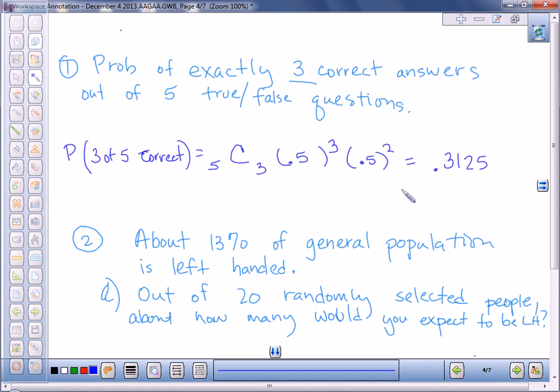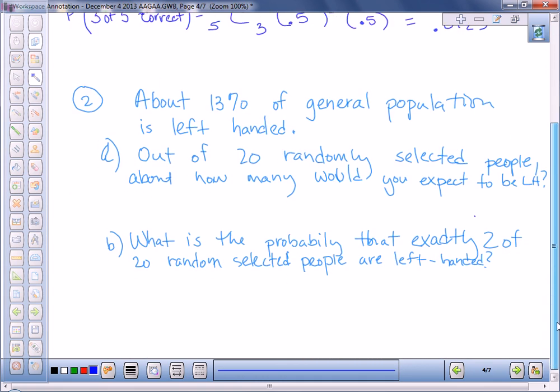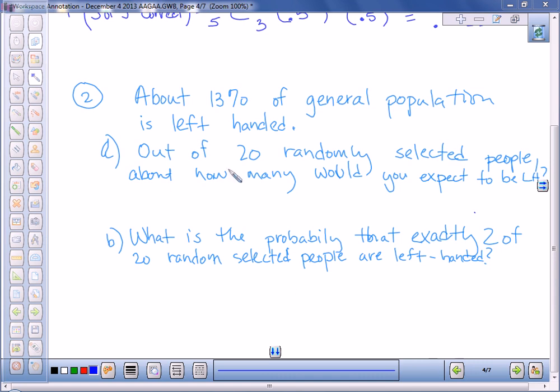Okay, now let's look at our second scenario. It tells us that about 13% of the general population is left-handed. Out of 20 randomly selected people, about how many people would you expect to be left-handed? So 13% of 20, we would expect about 2.6 left-handed people. So we would really need to round down and say 2, approximately, because we can't have part of a person.